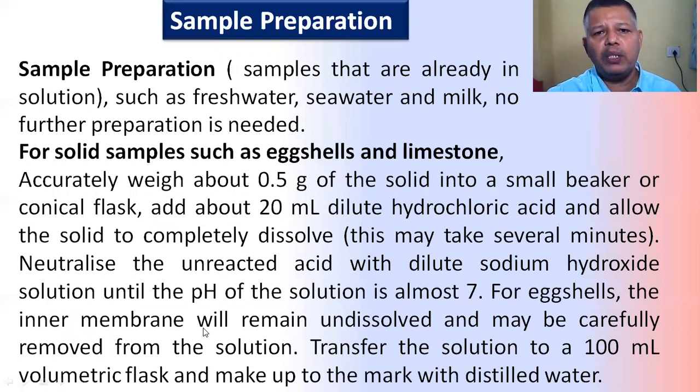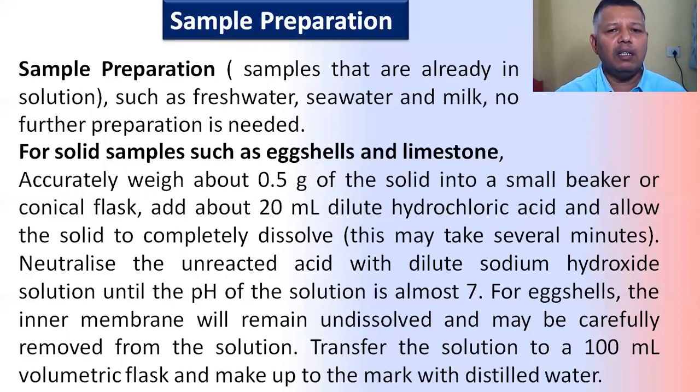Now for preparation of the sample solution: samples that are already in solution, such as fresh water, sea water or milk, need no further preparation. But for solid samples such as egg shells or limestone, we use this procedure: accurately weigh about 0.5 gram of the solid into a small beaker or conical flask, then add 20 ml of dilute hydrochloric acid to react with it and form the dissolved salt.